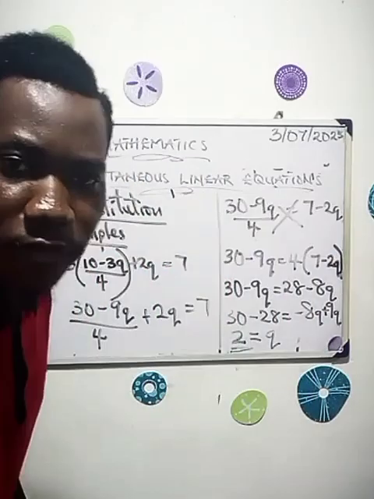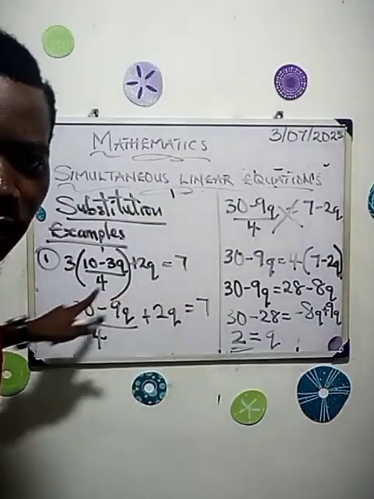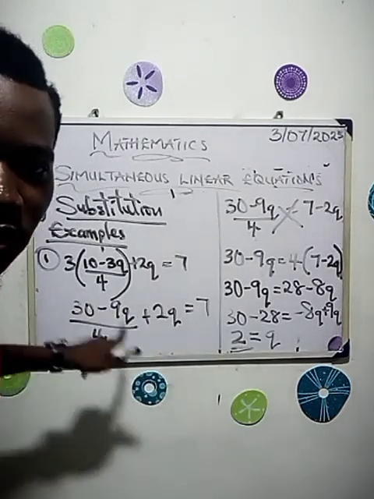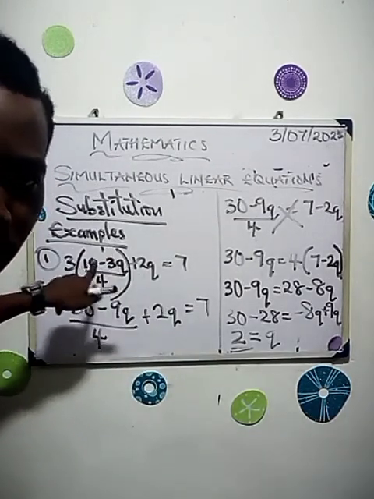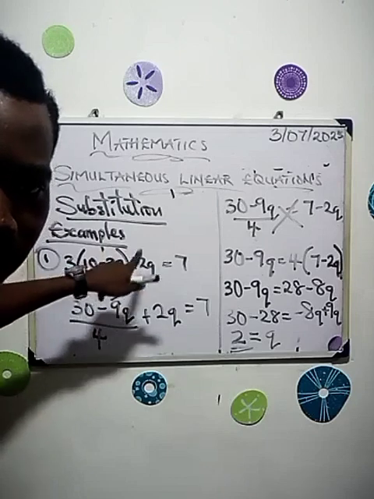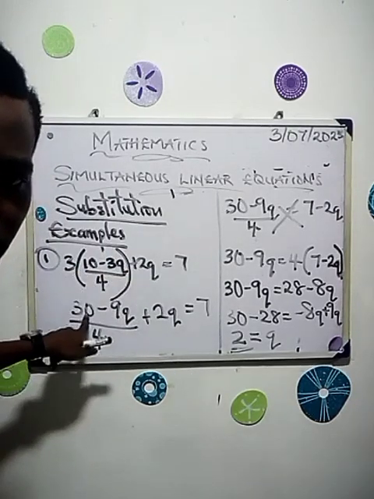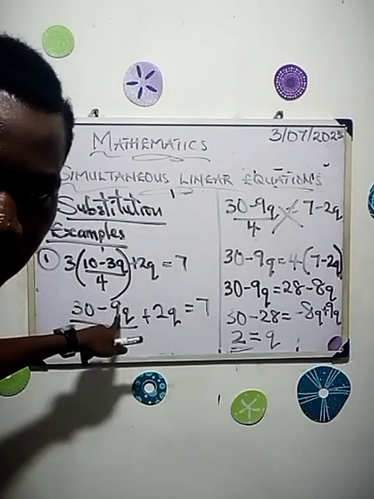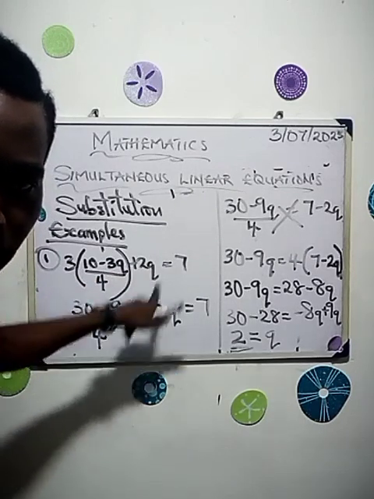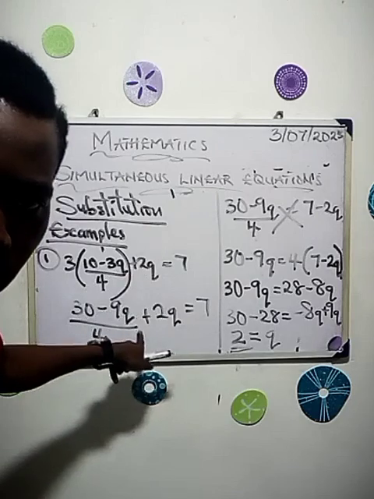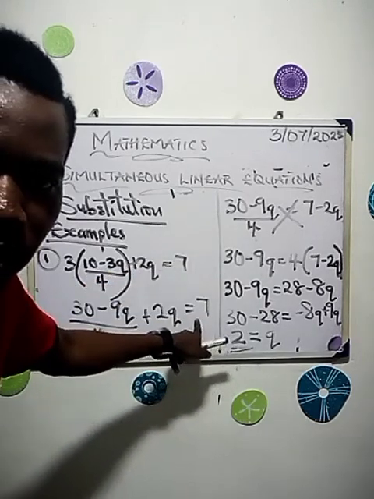Can you explain before the cross multiply? Before the cross multiply, that's this point. What we did here was to open up this bracket. So that was 3 multiplied by this thing we have here. That's 3 times this, which is 3 times 10, 30. 3 times minus 3p minus 9q over 4, right? So plus 2q equals 7.